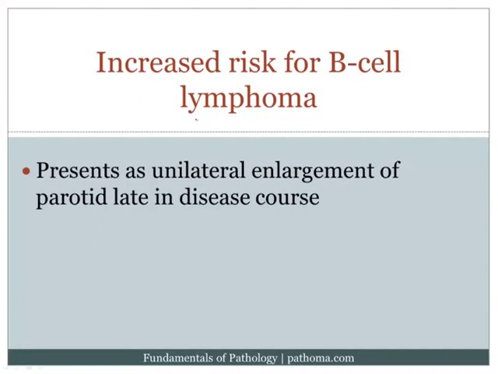Now let's say that there's a patient that has Sjogren's syndrome and they've had it for 10 or 15 years, and all of a sudden they show up where one of the parotid glands is becoming bigger than the other. Well, when one becomes bigger than the other, then you'd have to think about what's causing that enlargement on one side. And one of the things that can cause such an enlargement is B-cell lymphoma. And so this is an important association to be aware of, especially late in the disease course.